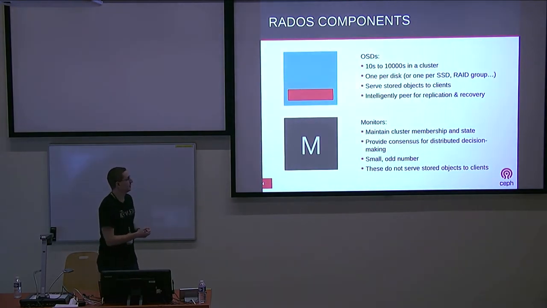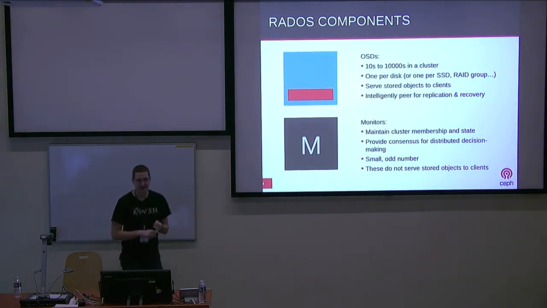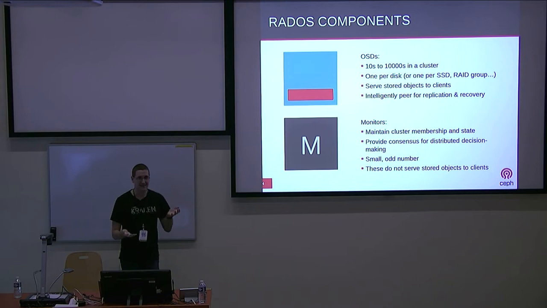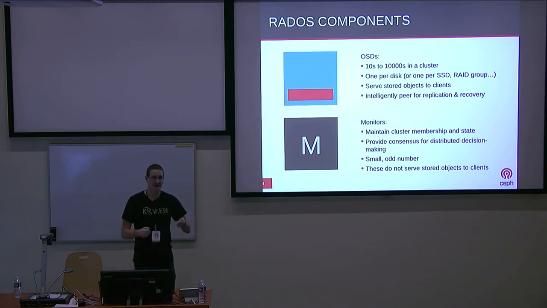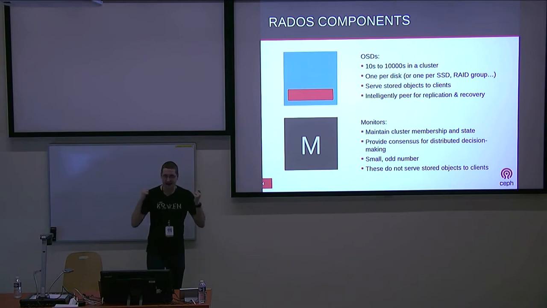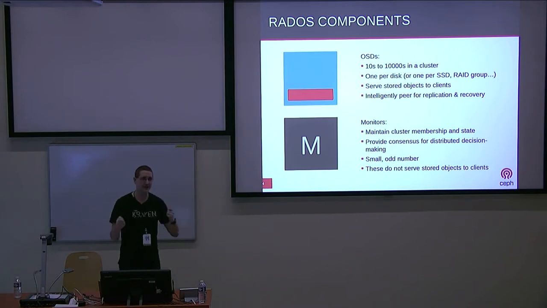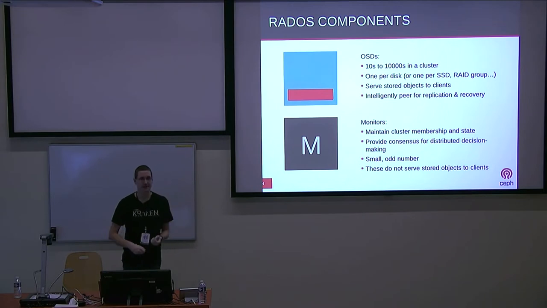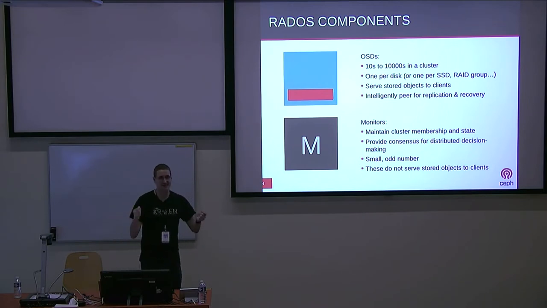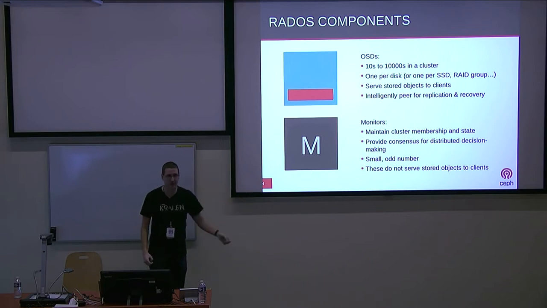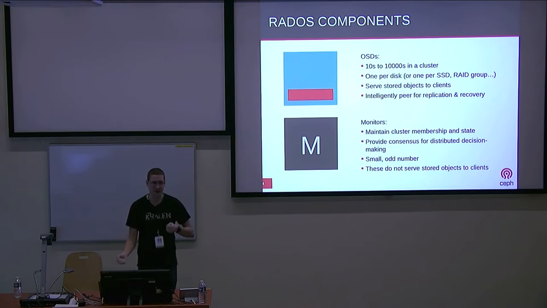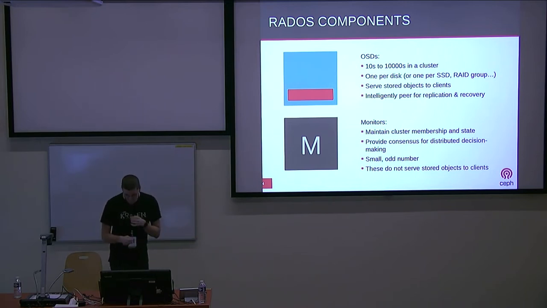At the RADOS layer, there are two main kinds of components. There are object storage devices or object storage daemons, of which you have tens to tens of thousands in a cluster. They're responsible for actually taking data from clients and storing it on a disk, and for noticing when their peers fail and recovering data back and forth. And then you have a small number, 3 to 5 monitor servers who are responsible for taking in reports and saying, oh yes, this OSD over there failed, and sending out updates to the system so that they can make changes in their recovery and who's in charge of doing reads and writes.